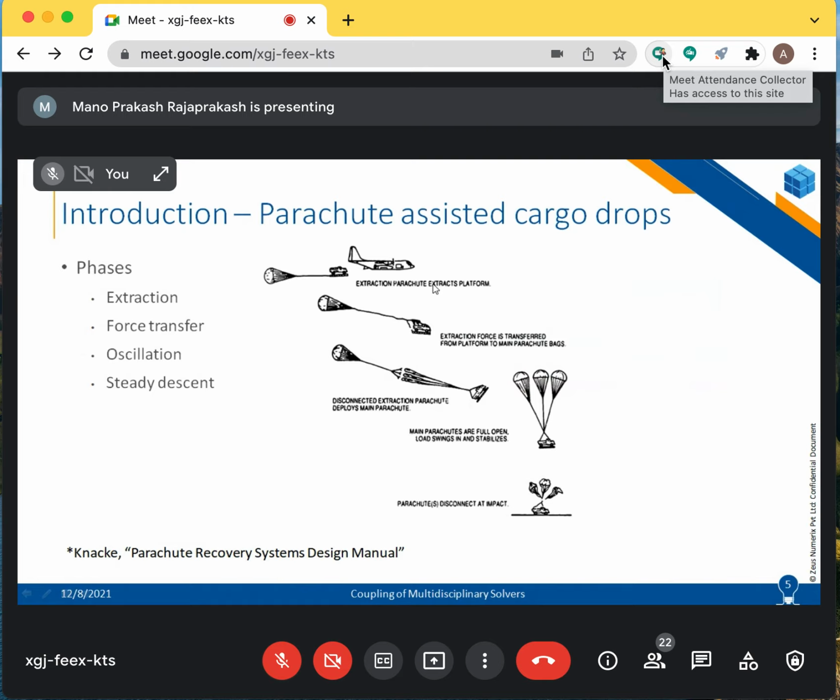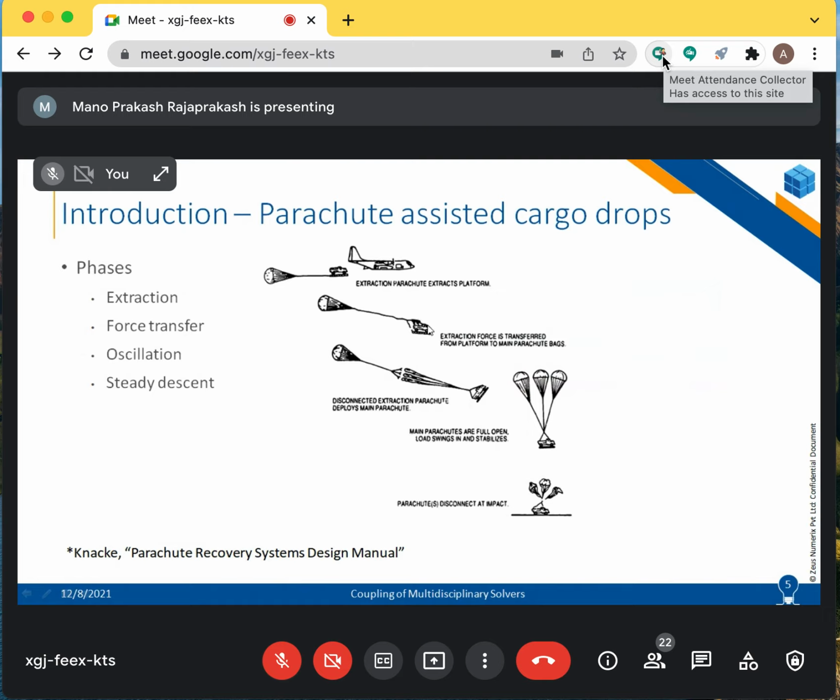Earlier we saw a generic one. So this is a much more detailed phase. As we just saw, the first phase is the extraction phase, where the payload sitting inside the aircraft is extracted by the extraction parachute. It extracts the platform. Now in this second image, you can see that the parachute which was earlier connected to this platform now gets disconnected and has started pulling the next set of parachutes.